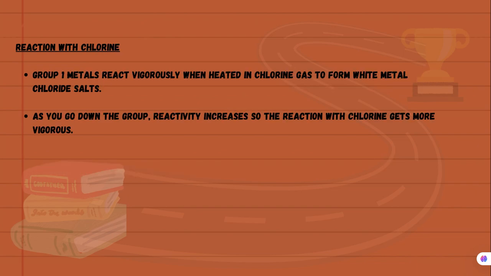Reaction with chlorine. Group 1 metals react vigorously when heated in chlorine gas to form white metal chloride salts. As you go down the group, reactivity increases, so the reaction with chlorine gets more vigorous.